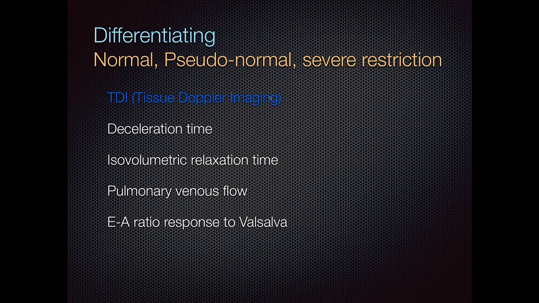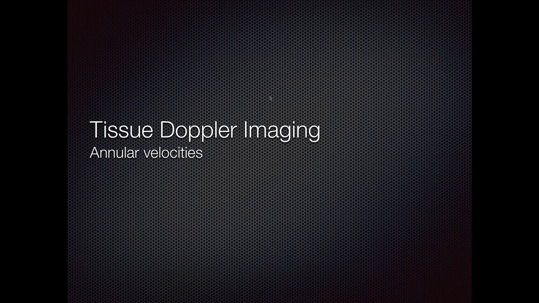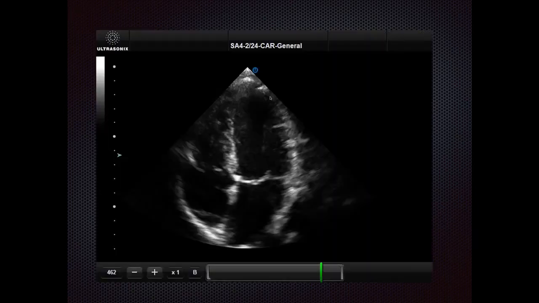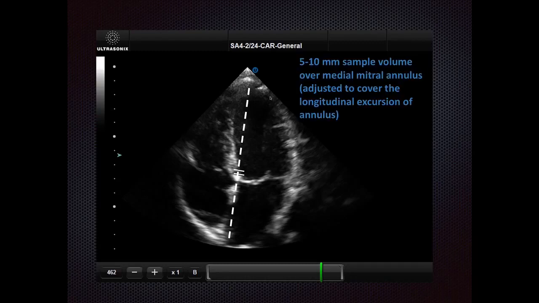Tissue Doppler imaging measures tissue velocity, and specifically in this case we're going to measure the velocity of the annulus. We're going to again start with the apical 4-chamber view. And for tissue Doppler imaging, what we're going to do is line up the beam right along the septum, like so. We're going to then place the sample volume over the medial mitral annulus. And for this sample volume, it needs to be a little bit wider, 5 to 10 millimeter, as opposed to 1 to 3 millimeter for the mitral inflow velocities.